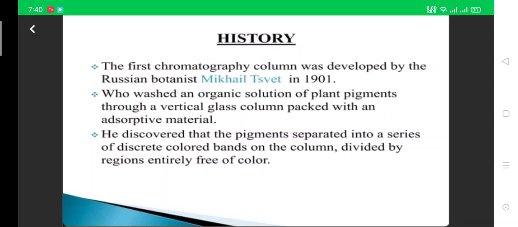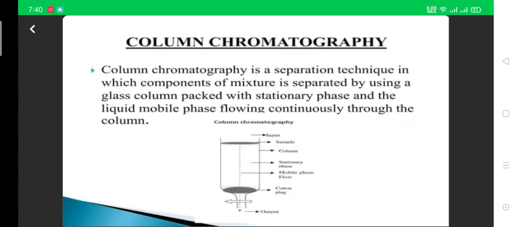History. The first chromatography column was developed by the Russian botanist Mikhail in 1901. He was washing an organic solution of plant pigments through a vertical glass column packed with an absorptive material. He discovered that the pigment separated into a series of discrete color bands on the column, divided by regions.